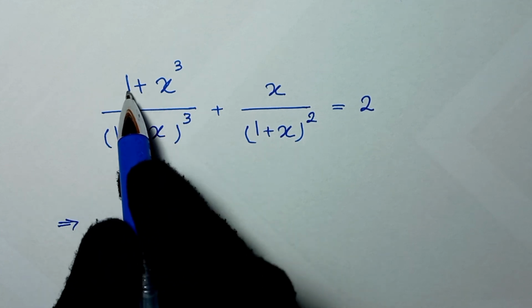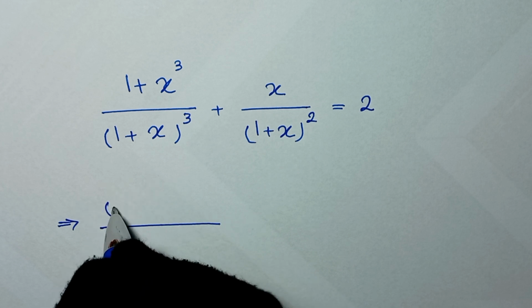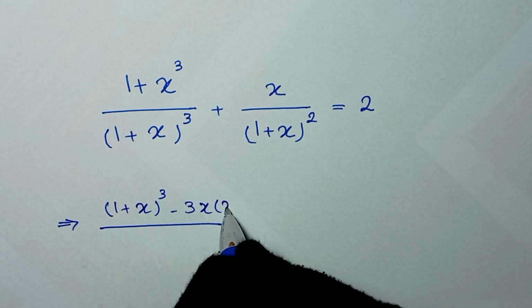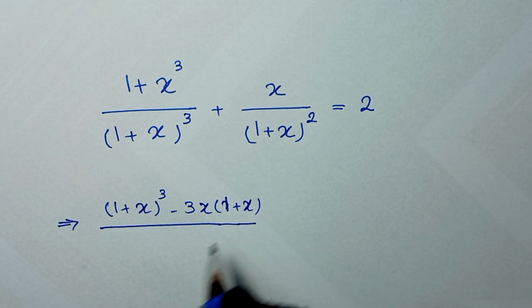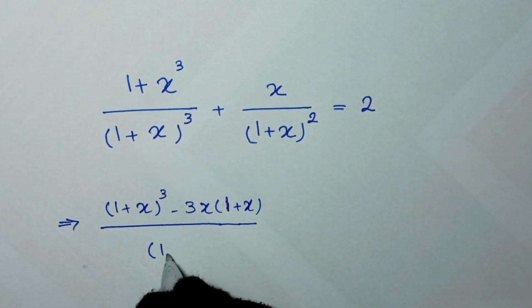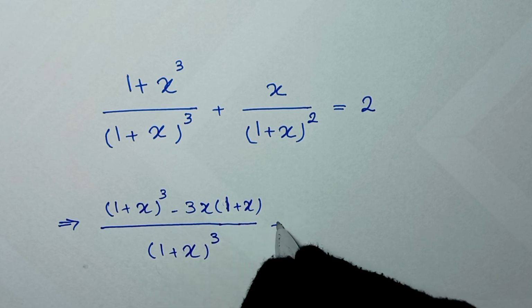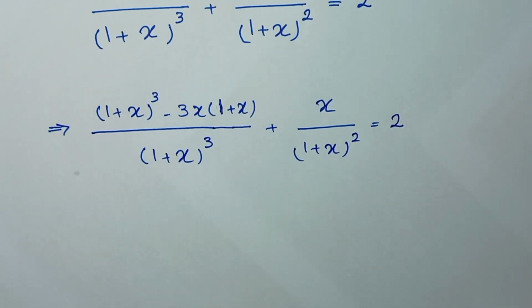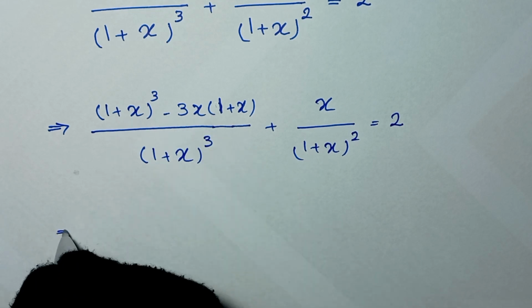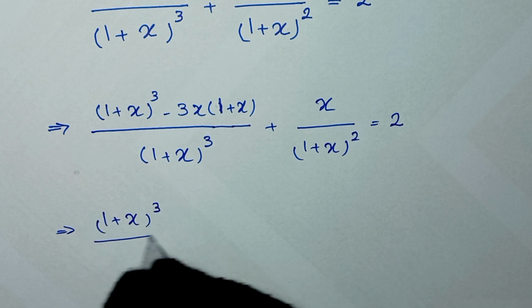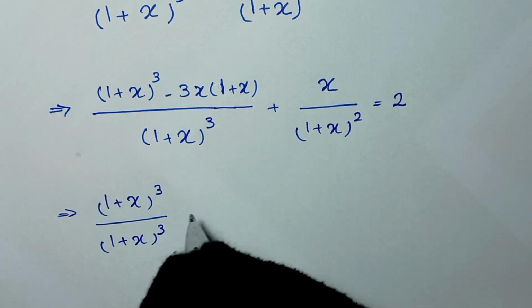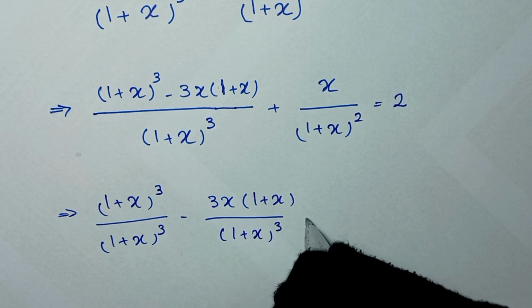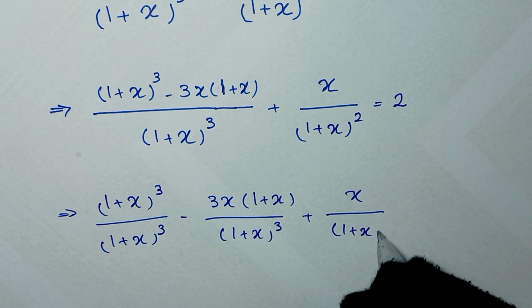for this fraction, in the numerator we have 1 plus x cubed, and we can write this as (1 plus x) to the power of 3 minus 3x times (1 plus x), right? And for the denominator, we have (1 plus x) to the power of 3 plus x over (1 plus x) to the power of 2 is equal to 2. And in the next step, we separate these two parts in this fraction, and it will be (1 plus x) to the power of 3 over (1 plus x) to the power of 3 minus 3x times (1 plus x) over (1 plus x) to the power of 3 plus x over (1 plus x) to the power of 2 is equal to 2.